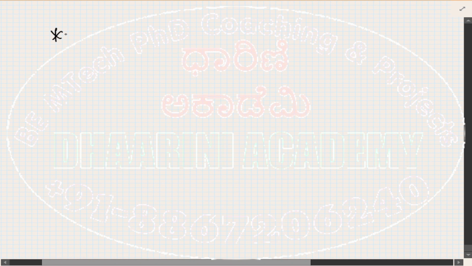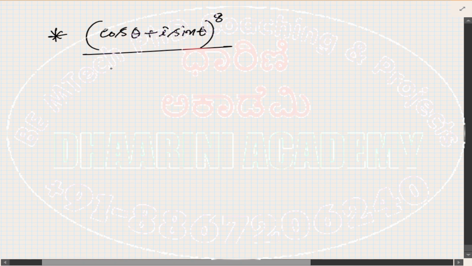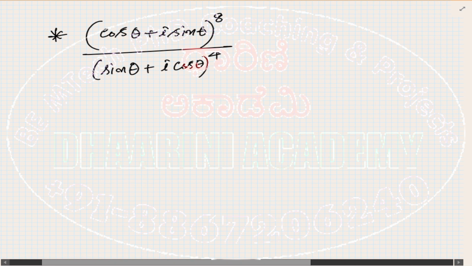Similar question to solve now. Simplify cos theta plus I sin theta to the power 8 divided by sin theta plus I cos theta to the power 4. Yes, this is right.